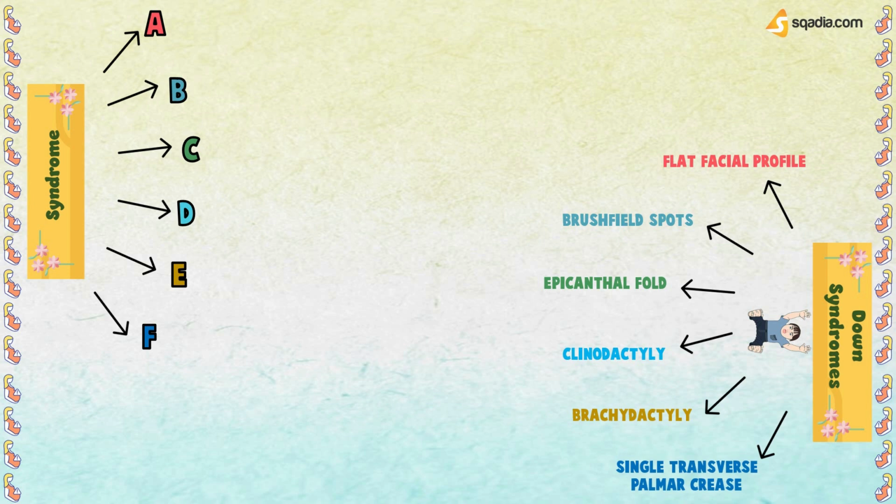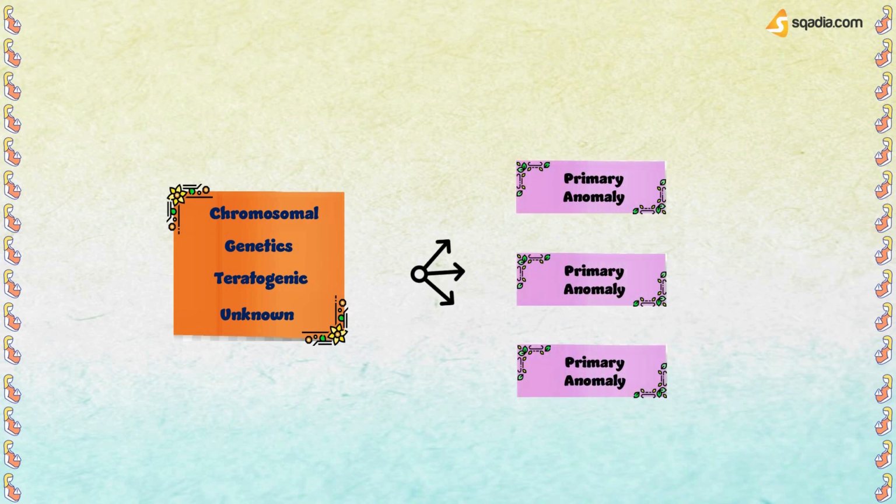Okay, class. Other points you need to remember in syndrome are that the etiology of syndrome is chromosomal, genetic, teratogenic, and unknown. All of these are primary anomaly. Another multiple congenital abnormality is the sequence.